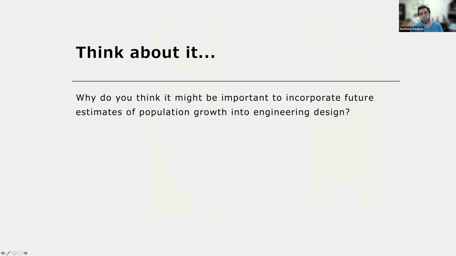So think about it. Why do you think it's important to be aware about population changes and to incorporate estimates of population growth and population changes in demographics? Why is it important to incorporate that into engineering design?